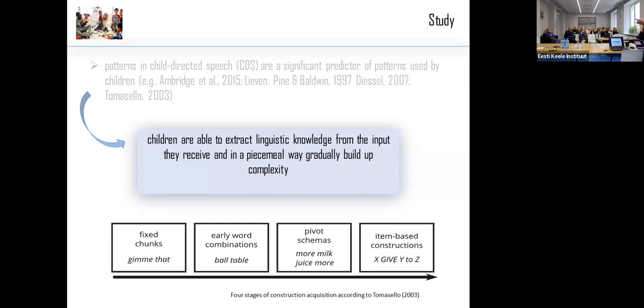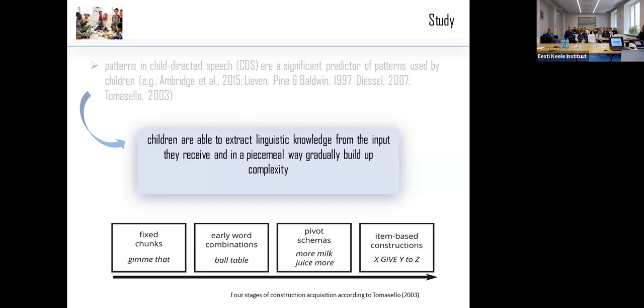The piecemeal acquisition is what Tomasello outlined: first we start with individual words, fixed chunks, then we have early word combinations, pivot schemas, and then gradually expand complexity. And a lot of our language, and not just kids' language, but also our language, is very pattern-like. We have a lot of frame and slot patterns that we're using, where we have a fixed lexical pattern, and then an open slot into which we always insert new items.